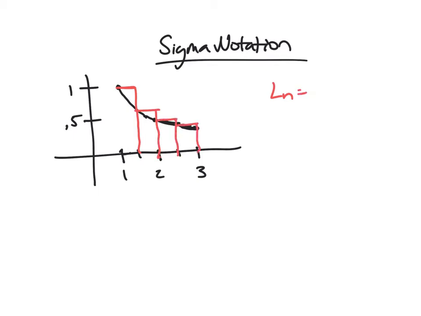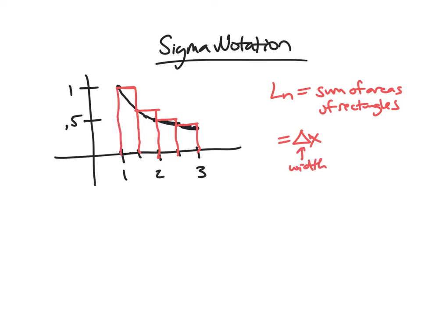And so this is overall just a sum of areas of rectangles, right? And so then the question is, how am I getting this? Well, it's always the width, delta x, so that I can just pull out. All of them are the same width, in this case 0.5, times the sum of the heights.